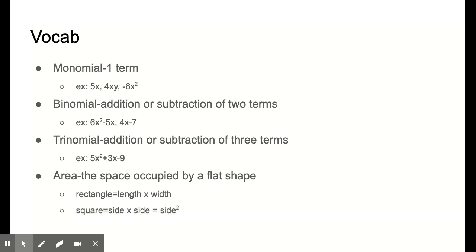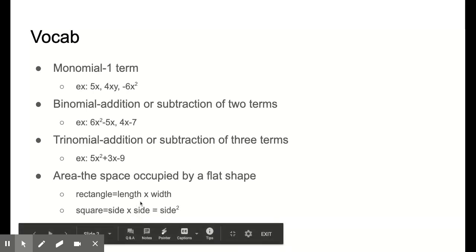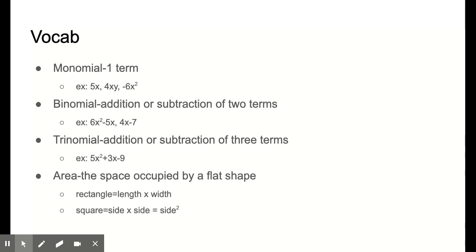And then for a square, it's just side times side, which is still the length and the width of the square, but because it's a square, the side measures are the same. So just keep in mind that with a square, you might only be given one of the dimensions because all four of the dimensions are going to be exactly the same. So side times side is the same thing as side to the second power, or side squared. And that is our vocab for this lesson.